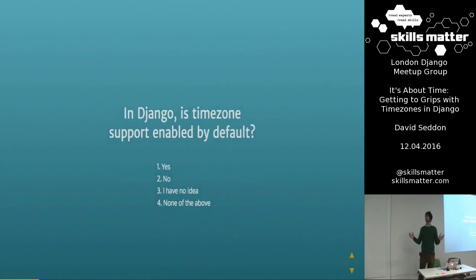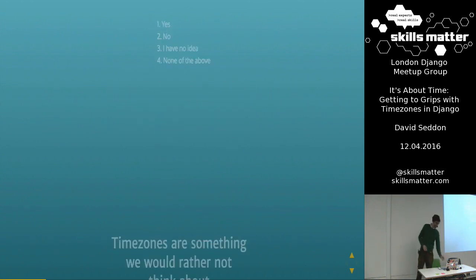Okay, a little fact question now. In Django, is time zone support enabled by default? Yes, no, I have no idea, or none of the above. Who's number 1? Yes. Okay, who's 2? Who's 3? No idea. Who's 4? Well, the correct answer is actually 4, and I'll explain why in a little bit.